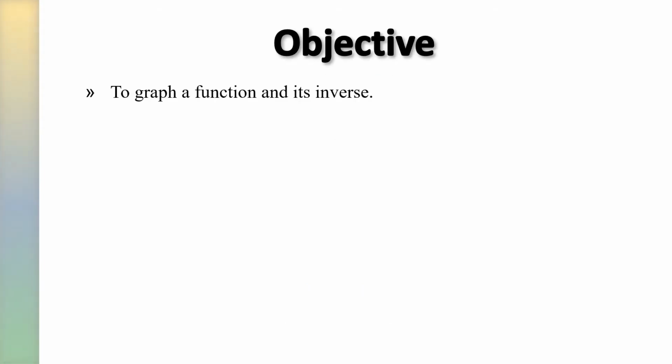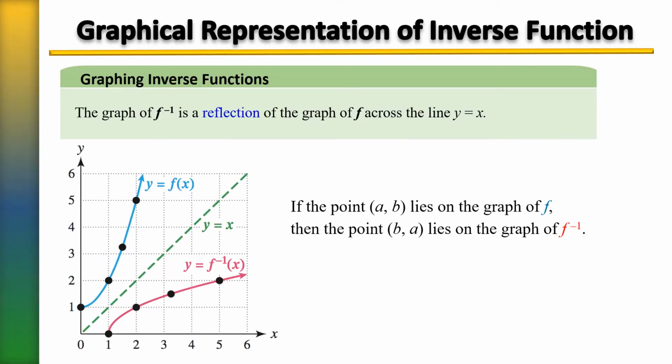In this example, we're going to graph a function and its inverse. The graph of f inverse of x is nothing more than a reflection of the graph of f of x across the line y equals x. So that's how you can tell in terms of a graphical representation of an inverse of a function.